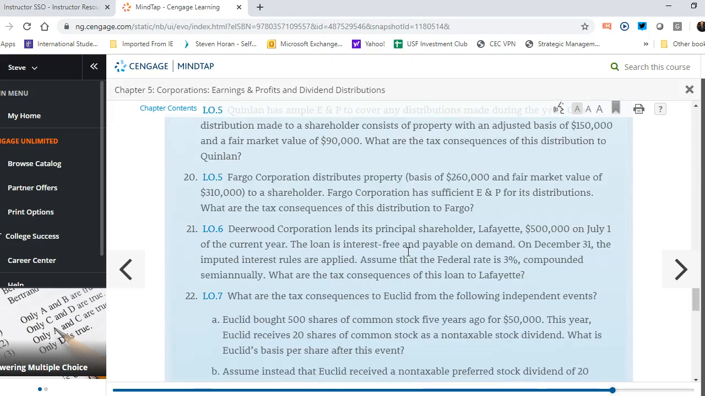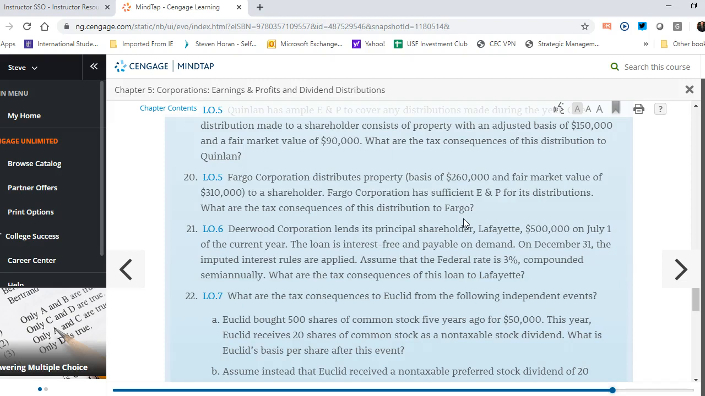Okay, question 20 is for Fargo Corporation. They distributed property with a basis of $260 and a fair market value of $310. Fargo Corp has sufficient E&P for its distribution. What are the tax consequences to Fargo? So now we're looking at the corporation that did the distribution. And so we're not looking at the shareholder, we're looking at the corporation.